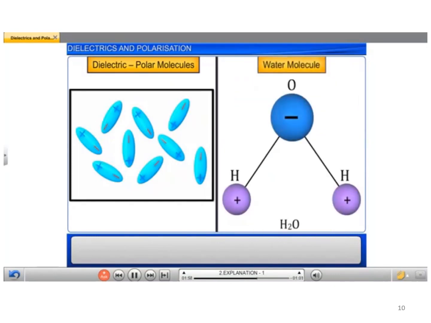Water molecule is one such example of a polar molecule. In a water molecule, the center of the negative charge is at the oxygen ion, since it is the negatively charged ion, and the center of the positive charge is at the midpoint of the line joining the two positively charged hydrogen ions.